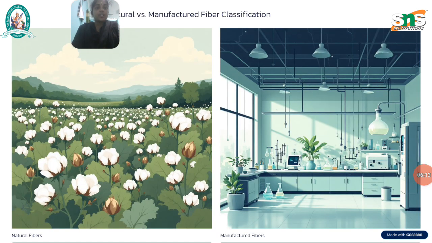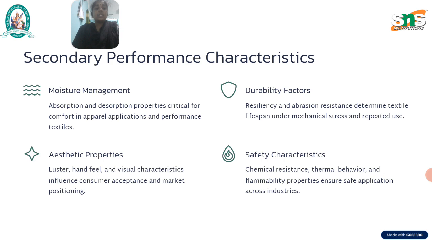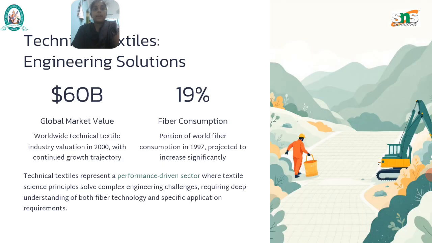So this is the production process, and next is fabric classification. Essential fiber properties are tensile strength, elasticity, fineness and length, flexibility and drape, and spinnability. Those are the main essential fiber properties. Next one is secondary performance characteristics: moisture management, durability factors, aesthetic properties and safety characteristics.